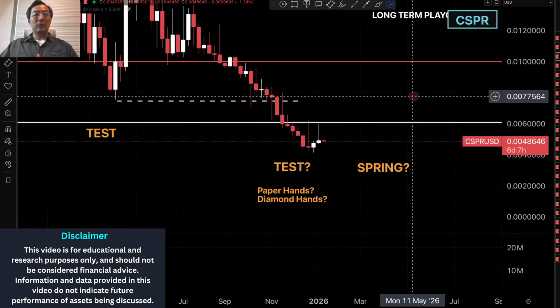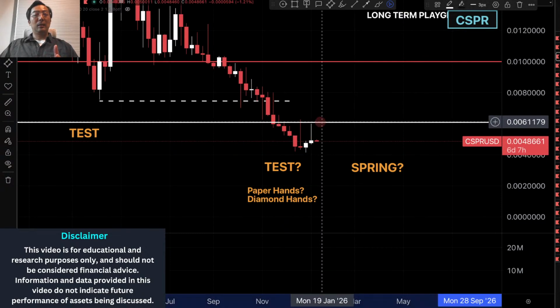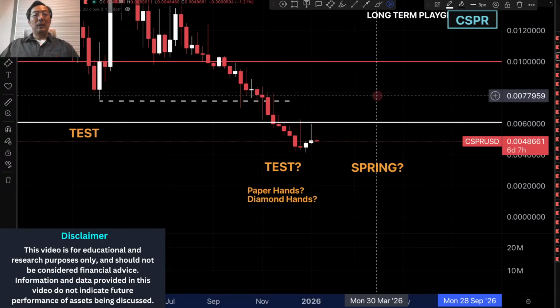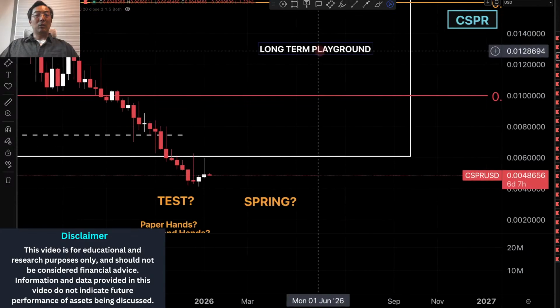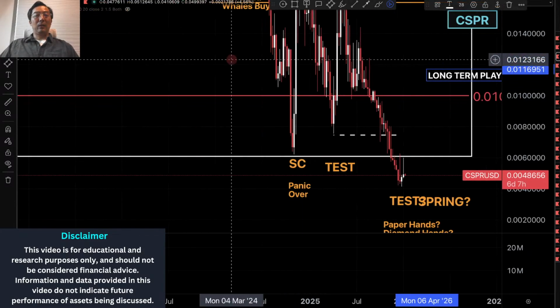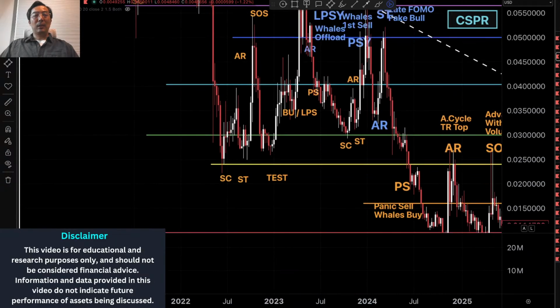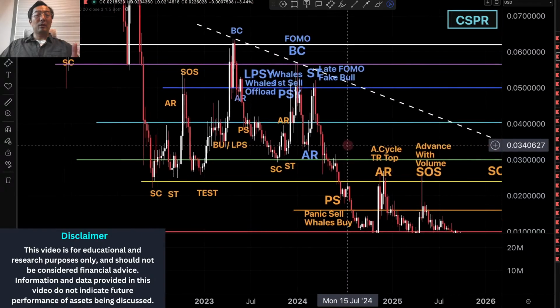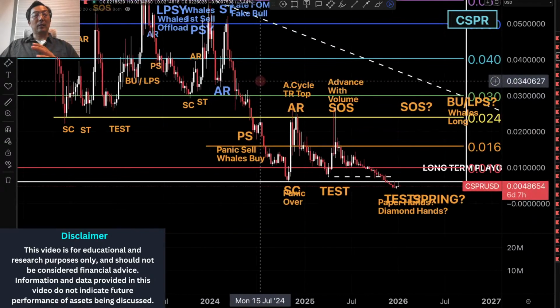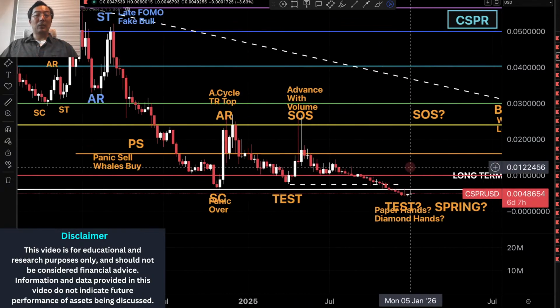With the close of last week's candle, the bears are hitting very hard when the bulls try to pass this white solid line. What is this white solid line? It is the base of the long-term playground, meaning tracking back to the previous days in Casper's history. This range is where around 80% of the time Casper was trading.